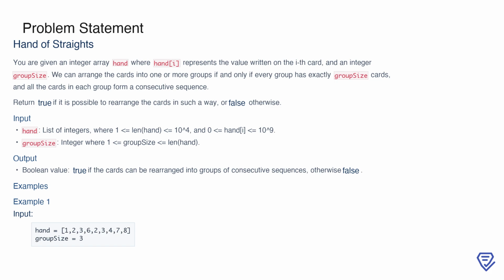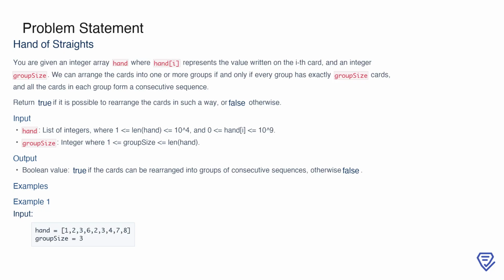For example, if the group size is 3, then a valid group could be 1, 2, 3, or 4, 5, 6, but not something like 1, 2, 4, because 4 is not consecutive with 2. The input consists of two key pieces of information: the array hand, which represents the card values, and the integer group size. The output is a boolean that indicates whether it's possible to rearrange the cards to satisfy these conditions.